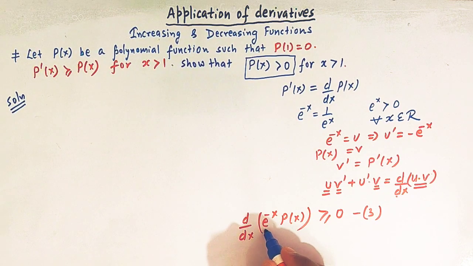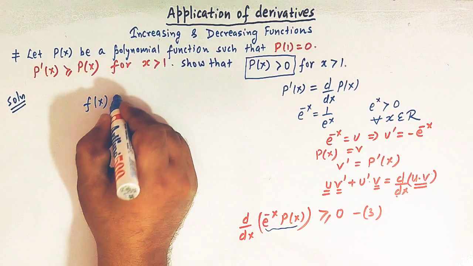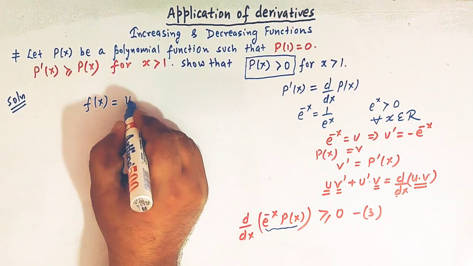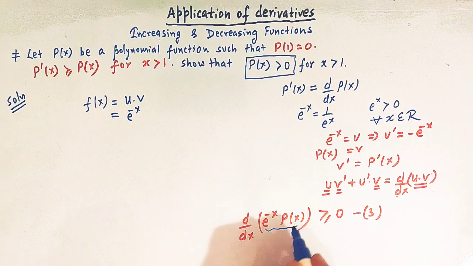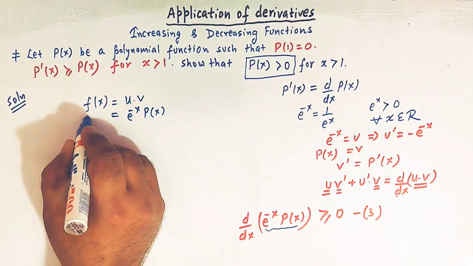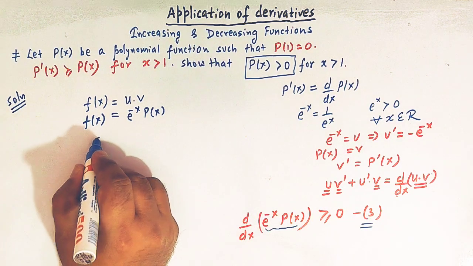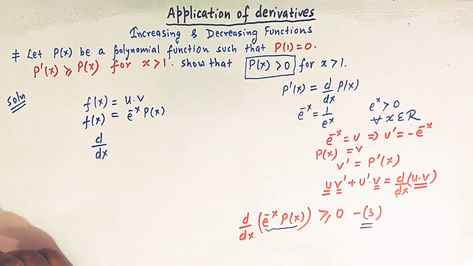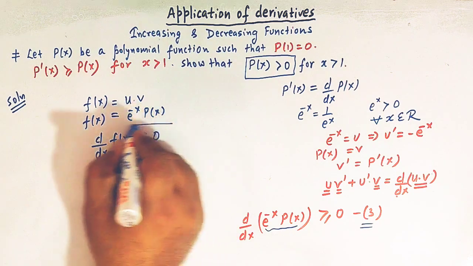So now let us replace the product of e raised to minus x and p of x by some function, say f of x, right? So f of x can be written as the product of u and v, and u is e raised to minus x and p of x is v. So now this inequality number 3 reads like this, that is d by dx of f of x is greater than or equal to 0, right?